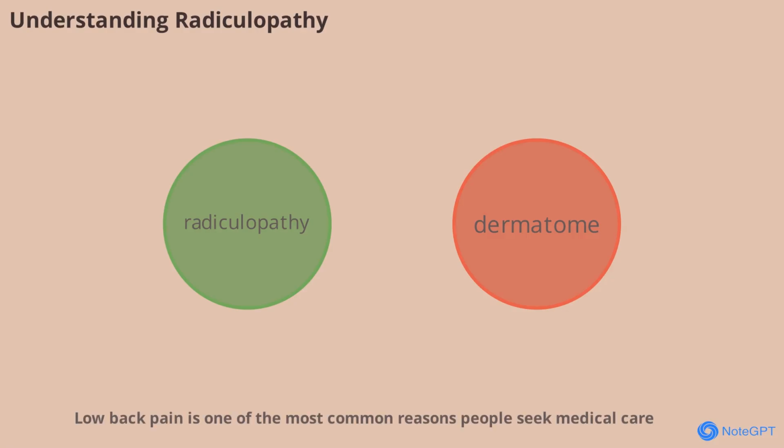Low back pain is one of the most common reasons people seek medical care, but not all radiating pain in the lower body is caused by nerve root compression. Lumbosacral radiculopathy refers to neurological impairment, pain, weakness, or numbness arising from injury or compression of the spinal nerve roots. Classic signs include pain radiating along a specific dermatome, sensory changes, and muscle weakness.